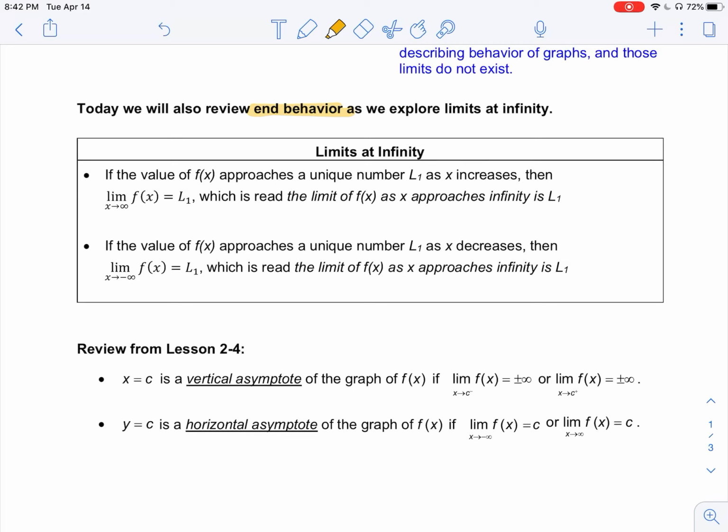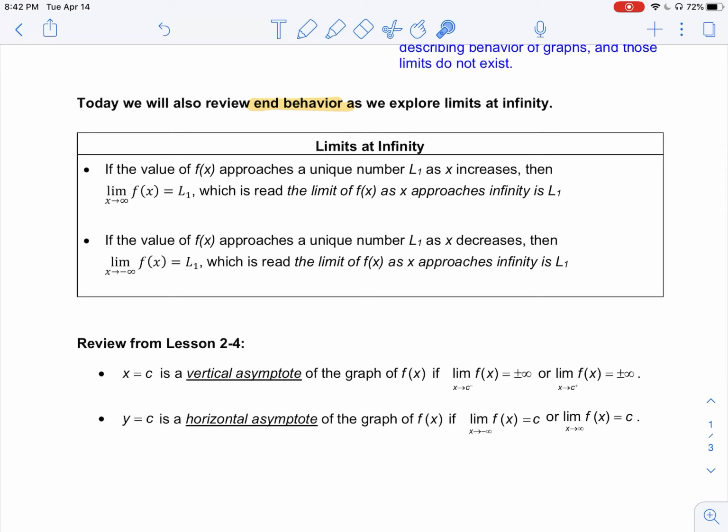So for limit notation here, if the value of f of x approaches some unique number L1 as x increases, so as x increases, that's positive numbers. It's the right side of the graph. And if we see that our graph is trending towards something unique, we could write in limit notation that the limit as x goes to infinity of our function f of x is equal to whatever that number L1 is that it's going to.